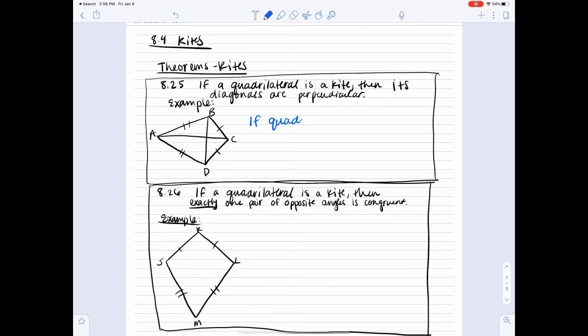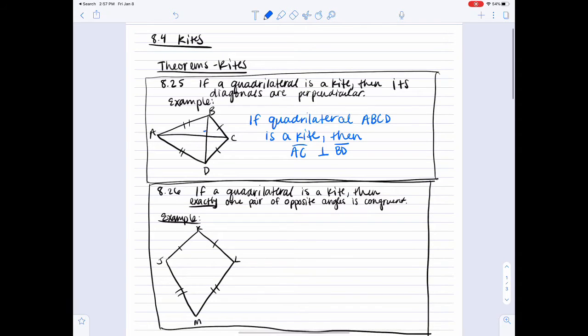quadrilateral, remember this isn't a parallelogram anymore, we're not talking about parallelograms, we're going back all the way to quadrilaterals, because a kite is not a parallelogram, it's just a quadrilateral. So if quadrilateral ABCD is a kite, then AC, so one diagonal, is perpendicular to BD, the other diagonal, so we can make a little note there, put a little perpendicular sign. All right, and that actually means that all of these are 90 degrees, right? You could draw all that out.